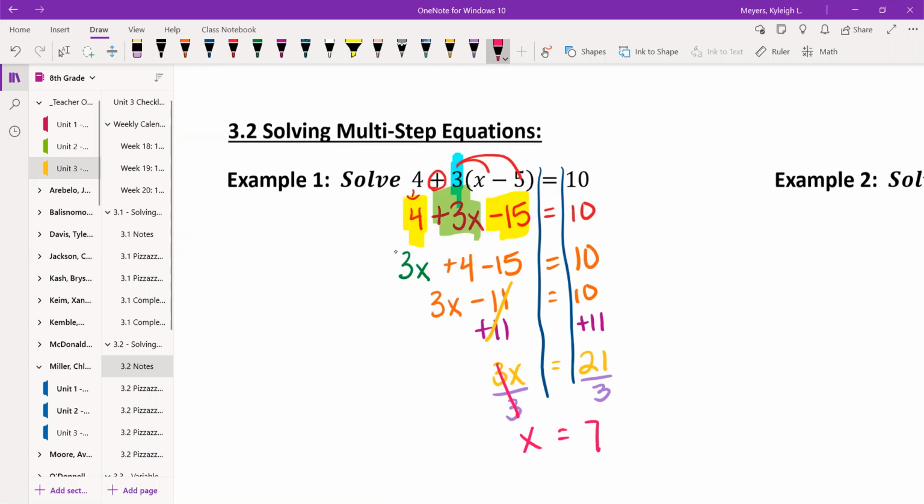Okay, so remember we did distributive property, combined like terms. So we did distributive, we combined our like terms, and then we undo add or subtract, and then undo multiplication or division. Okay, so that was kind of the gist of what we did there. All right, let's look at example 2 then.